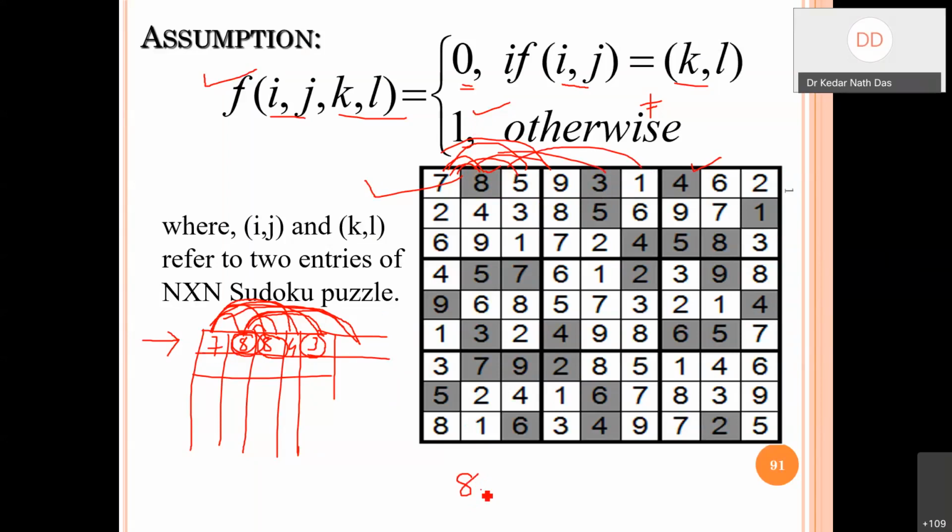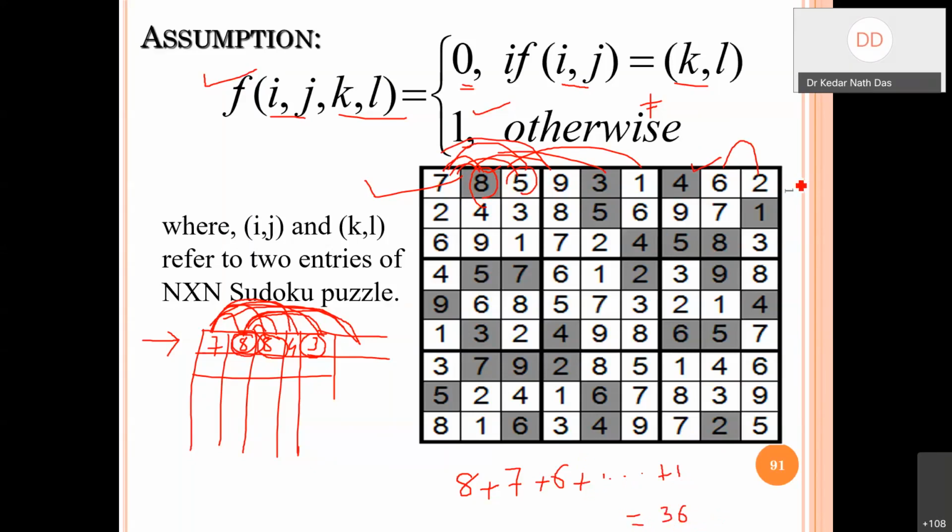1, 1, 8 times. Plus, if I start from 8, again there will be 7 comparisons, so it will be added with 7. Plus, again starting from 5, there will be 6 comparisons, and so on. Finally, it will continue up to the last comparison, 6 with 2. That is 1. So this will give you 8 into 9 by 2, that is 9 into 4, which is 36.